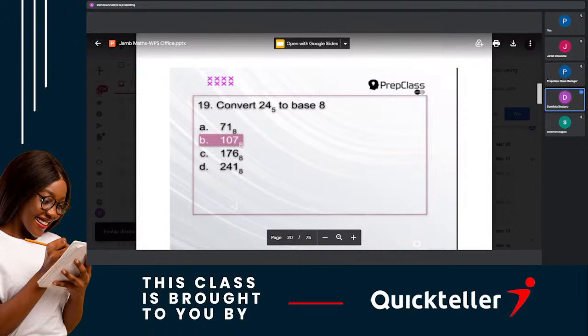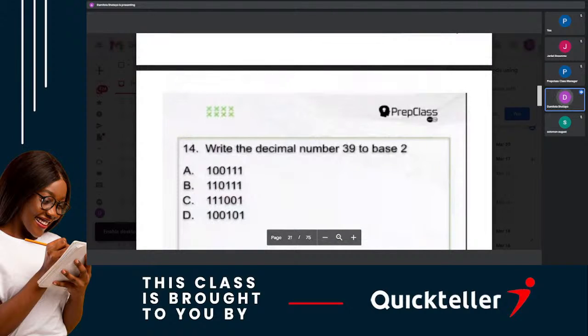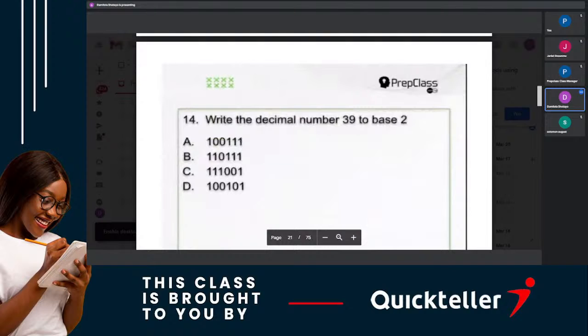Okay, so the next question is also in number base. Write the decimal number 39 to base 2. When you hear the word decimal in number base, decimal means base 10. This question is in base 10. How do you change to base 2? I told you before that if it is in any other base that is not base 10, you must first change to base 10, then change to the stipulated base. Like if this question was in base 5, although it's not possible to have it in base 5 because it is bigger than 5. If it is base 5 to base 2, you will first change to base 10 before you can change to base 2.